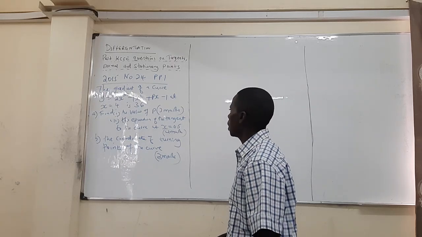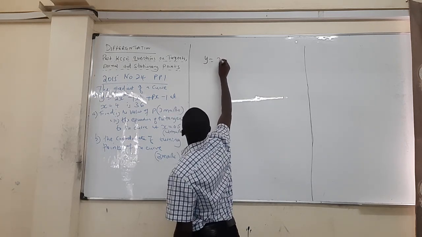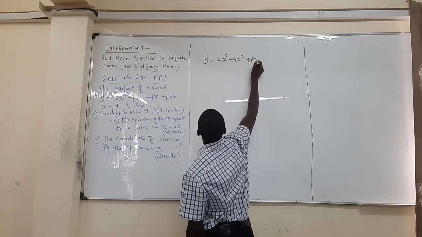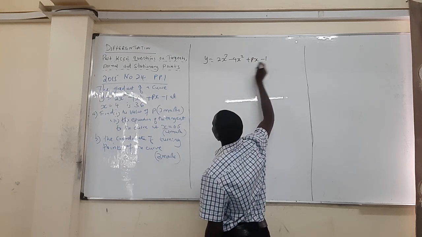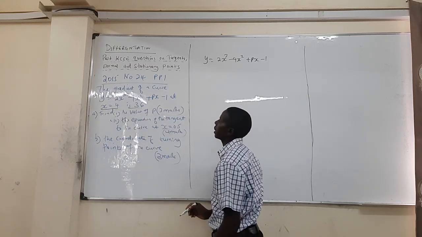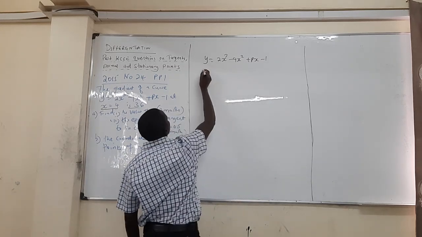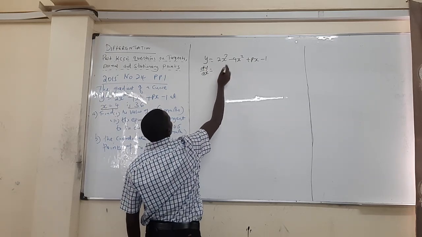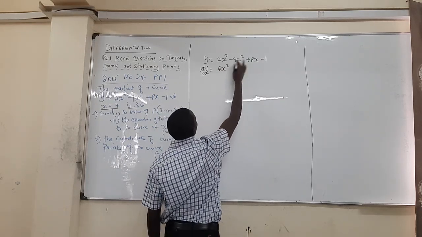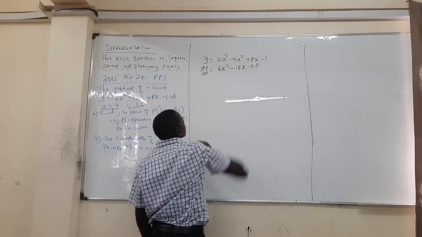So start with the first one. We have our equation as y equals 2x cubed minus 9x squared plus px minus 1. And you're told that when x equals 4, the gradient is minus 36. So the first thing to do here is to get the gradient function. So we get a derivative. dy over dx will be, drop that power, you get 6x squared minus 18x plus p. So that's the gradient function.